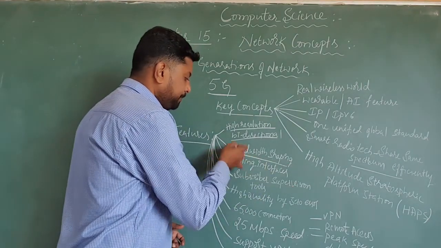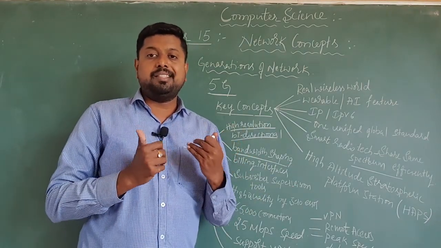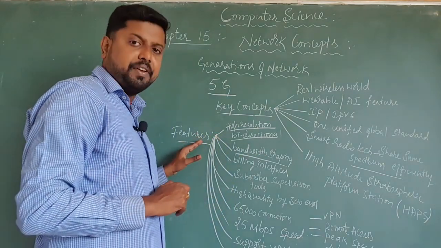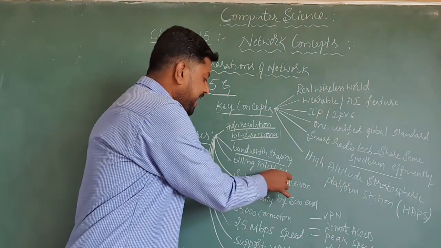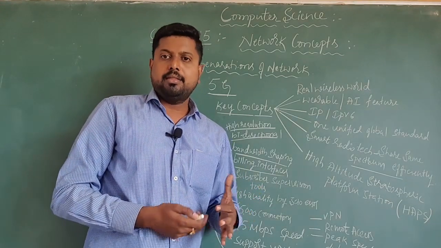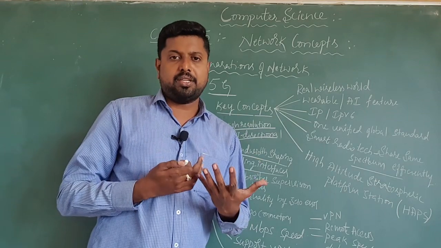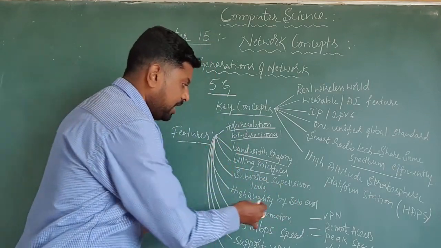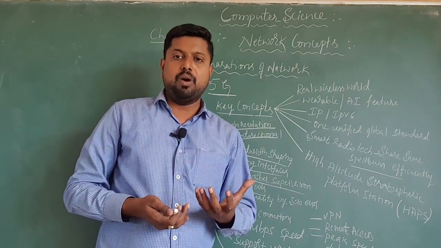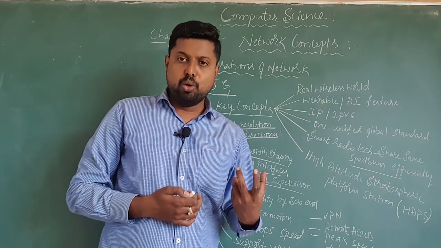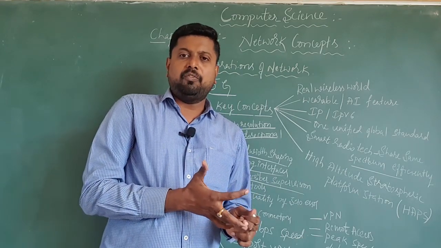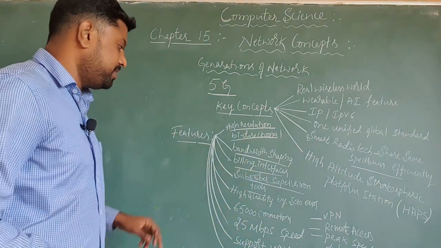Then bandwidth shaping. Whenever we have a chance to change the bandwidth, that is what we call shaping, bandwidth shaping. That feature is also in fifth generation networks. And also billing interfaces. In the coming days, we will have a chance to pay bills online. That kind of communication is possible through fifth generation networks. And also subscriber supervision tools. Fifth generation network will give us supervision of subscriber tools, for repair purposes and some other watching purposes. Those tools are very useful, and fifth generation networks offer them.